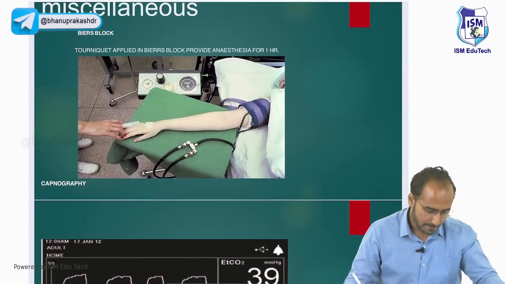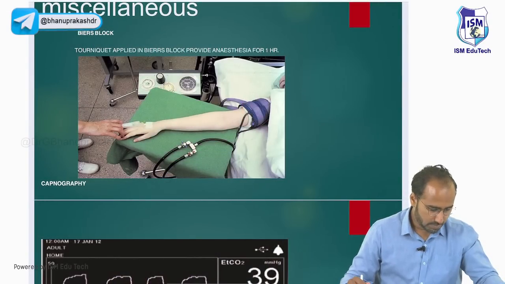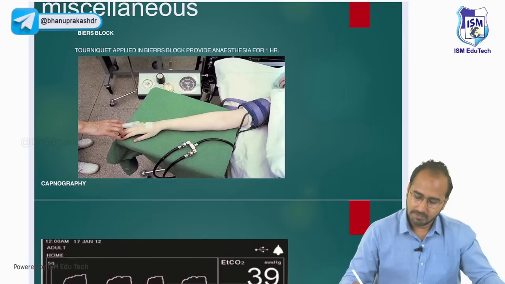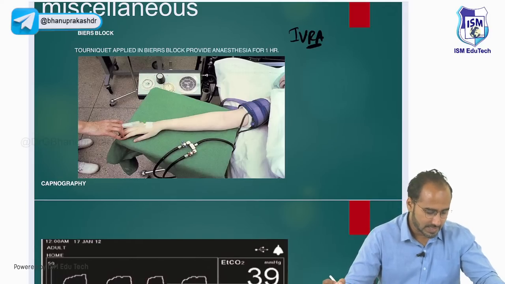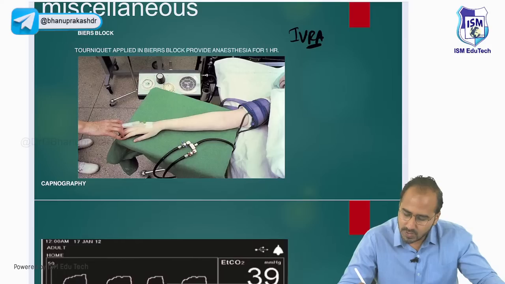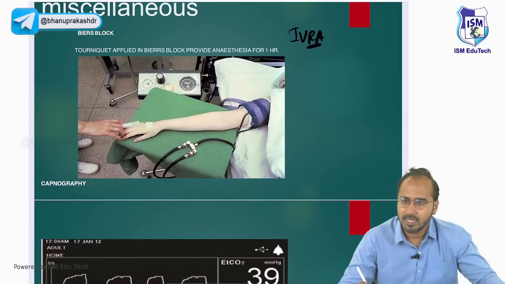This block is called what? Bier's block. This Bier's block is also called IVRA, intravenous regional anesthesia. Just look over here, guys. Concentrate on this picture. In this IVRA, we are putting a tourniquet. Tourniquet means anything that is applying pressure.